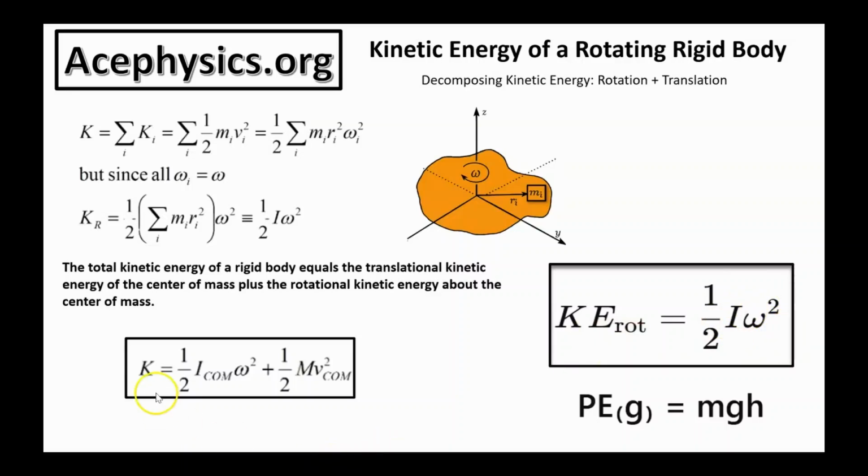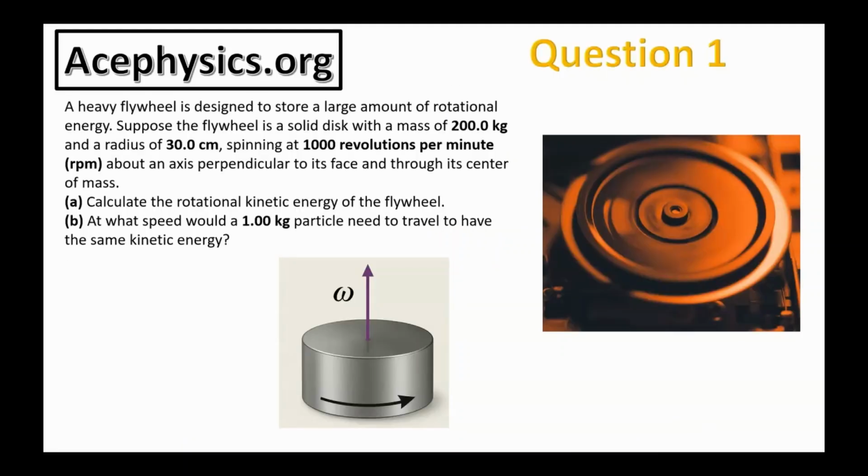When an object is moving through space, it can have both rotational as well as translational kinetic energy. In general, the kinetic energy of an object is equal to the sum of the kinetic energy of the rotation of the object plus the kinetic energy of the translation of the object, 1/2 mv squared, where v is the velocity of the center of mass. And of course, we all know the potential energy due to gravity is equal to mgh. Now I have 4 example problems to go through.